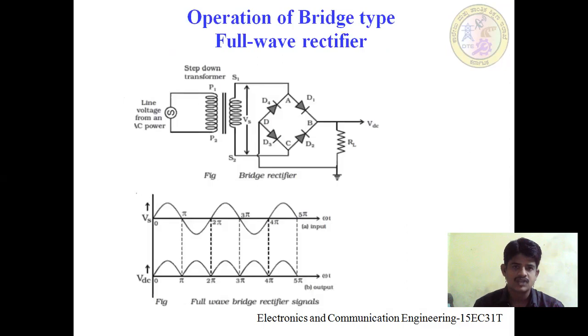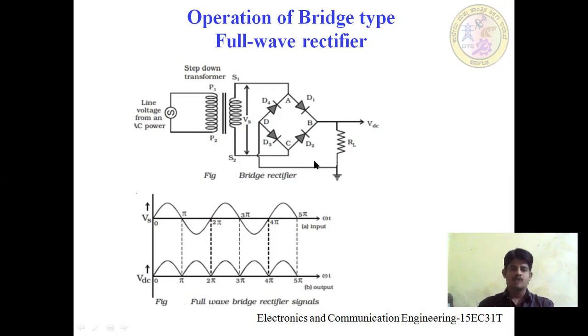Okay, so let's understand its operation. Here we have two diagrams. One is its circuit diagram, how it is connected. Then this waveform is its waveforms. You can observe here that no center tap transformer is used. Normally a step down transformer is used, and we are using 4 diodes connected in the form of a bridge. And we have one load.